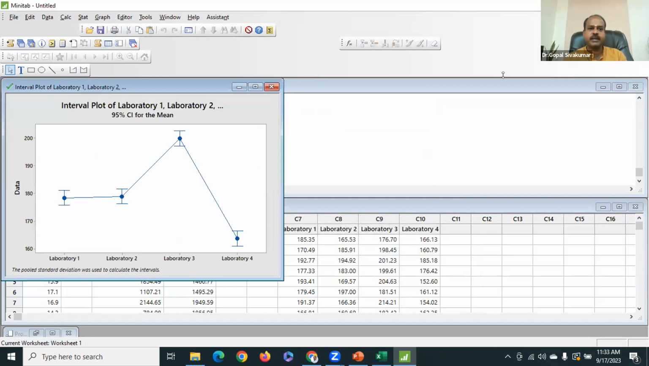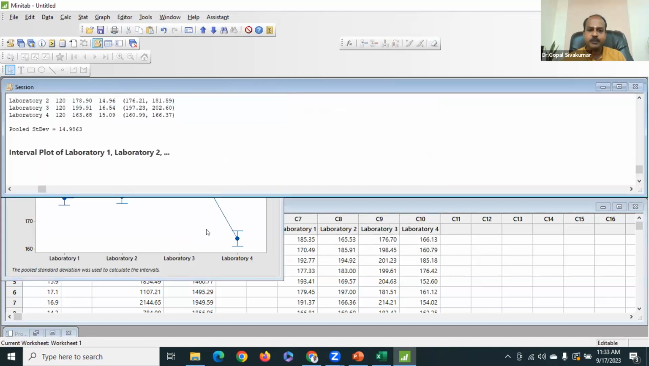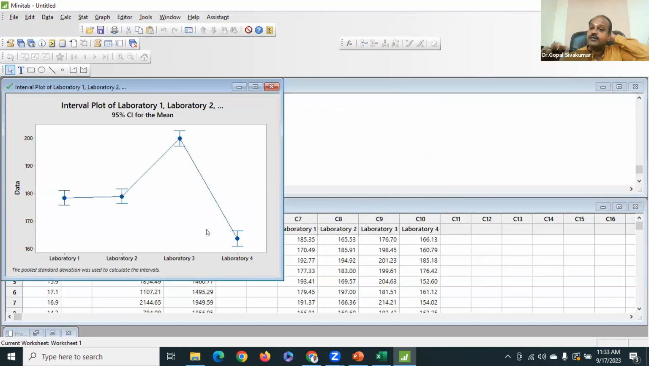Now it has even made an interval plot for you. Interval plot means plot of confidence intervals. Can you see the confidence interval for laboratory 1 here in the shape of an I? The average turnaround time consumed by laboratory 1 is 178 minutes for a particular test. For the same test, laboratory 2 is taking how much? 178.903. More or less the same? Yes.